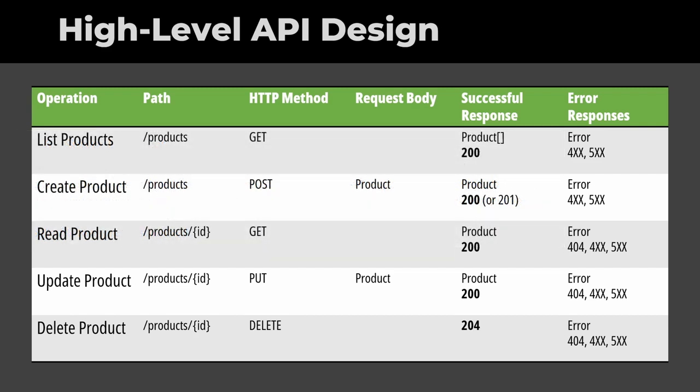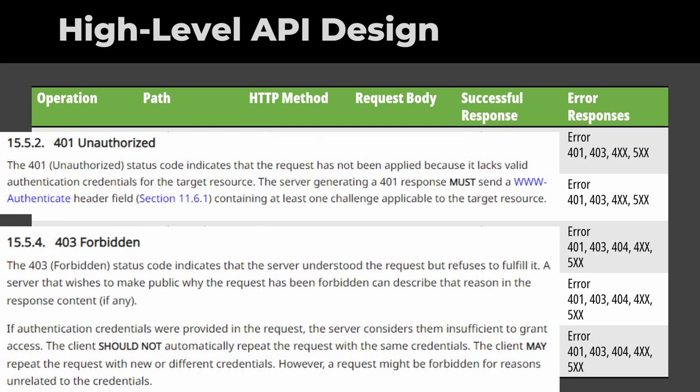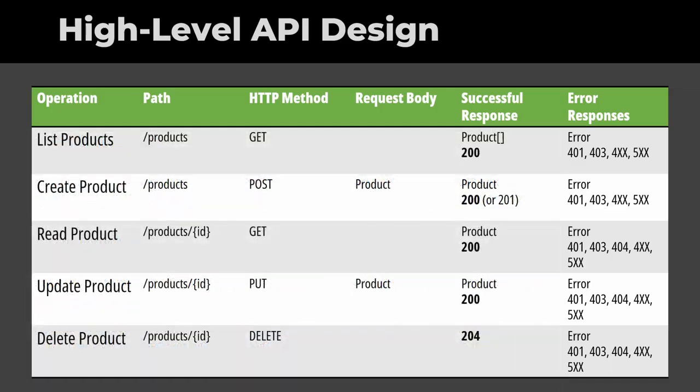And if we intend to secure the API, we also need to add the 401 and 403 errors. 401 is used when the request could not be authenticated. Maybe the client did not issue a valid API key or JWT token. While 403 means forbidden. In these cases, the request was authenticated, but the user lacks the rights to perform the operation. We're done. Now it's time to create the specification.